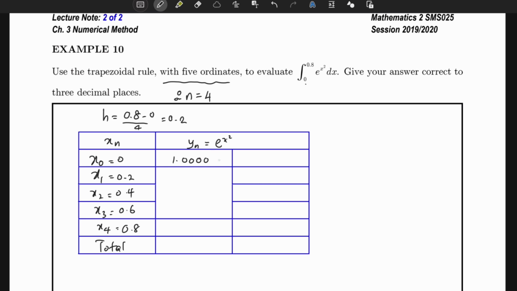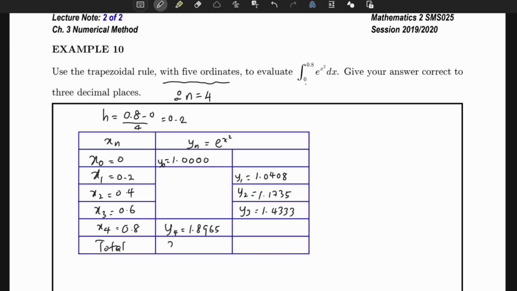We want 3 decimal places, so you give your values in your table during workings to 4. You need to give one extra decimal place. So this is y0, this is y1, 1.0408. y2 is 1.1735. y3 is 1.4333. And then y4 is 1.8965. So you add up.